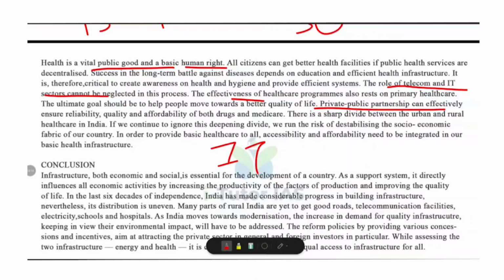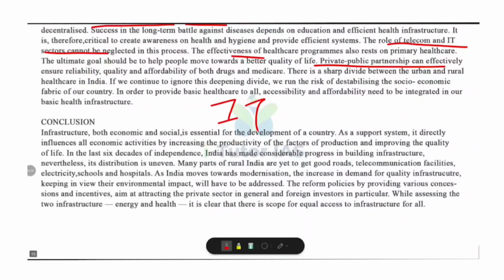Then what about rural-urban divide and inclusiveness? There is a sharp rural-urban healthcare divide. Ignoring this can destabilize socio-economic development. Solutions must integrate accessibility and affordability in health infrastructure planning. So that's all about health. Now let's go to the conclusion part.